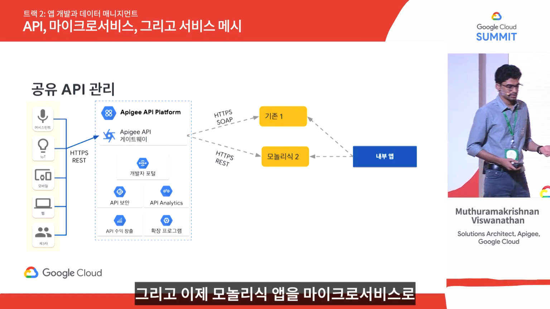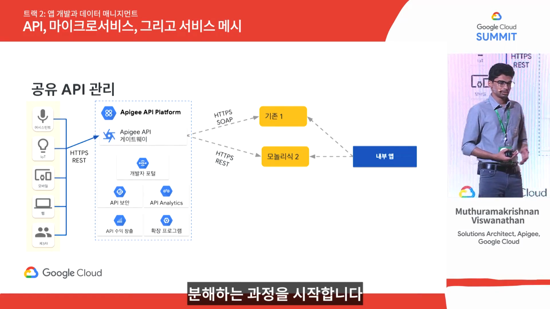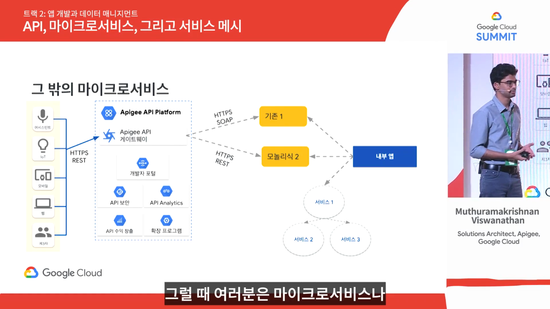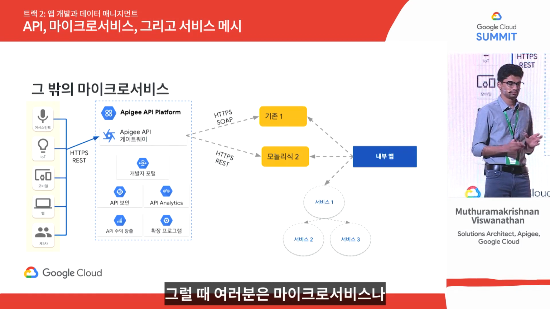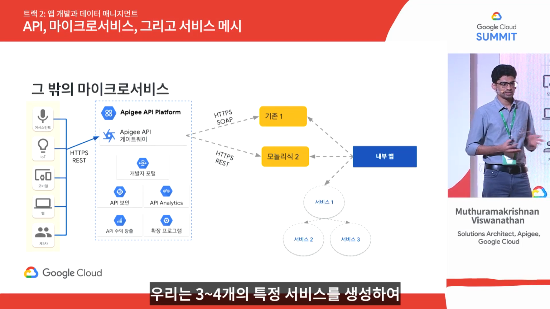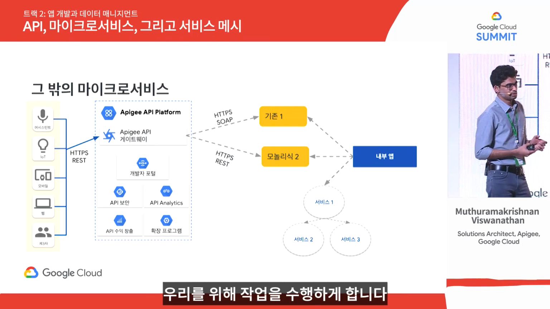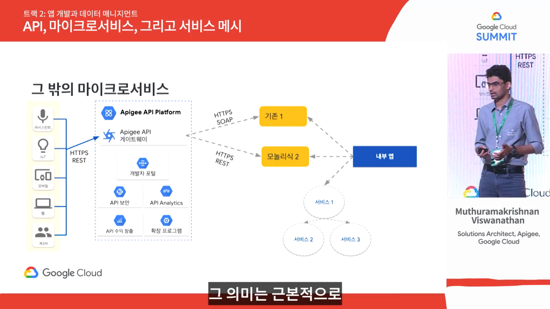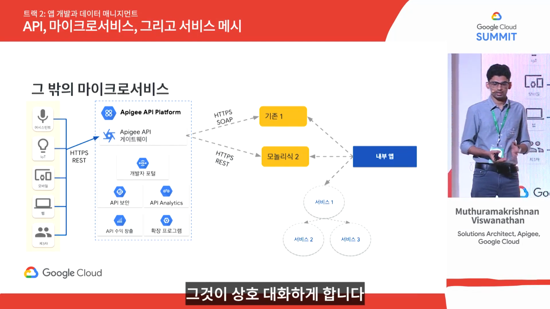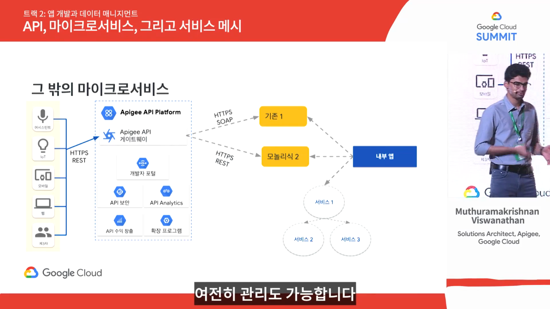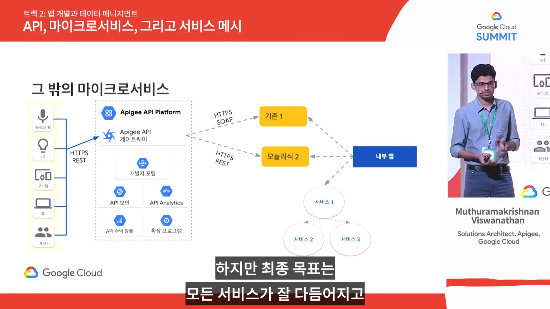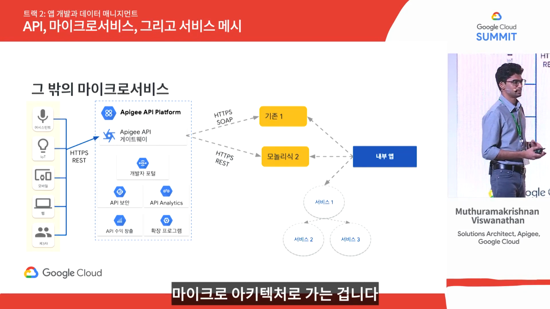So now starts the process of actually breaking down the monolith app into microservices. When we do that, we will start with creating what we call macro services, or not microservices, right? We'll create some services, like 3-4 services that will take care of doing the work for us. Essentially, we will break down the monolith into 3 or 4 small services that will intercommunicate with each other. This is still manageable, right? You can still have just 3, 4 services and manage it. But the end goal is to make sure it's all fine-grained. You actually go into the microservice architecture.